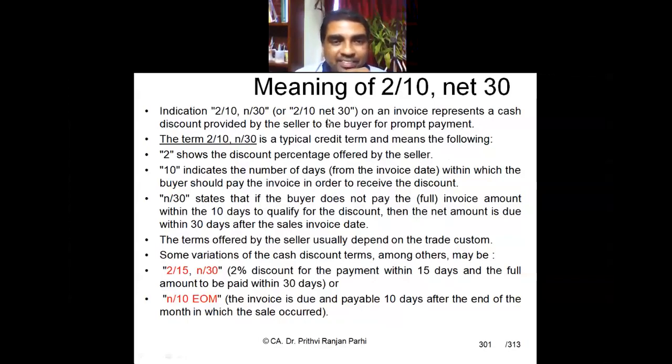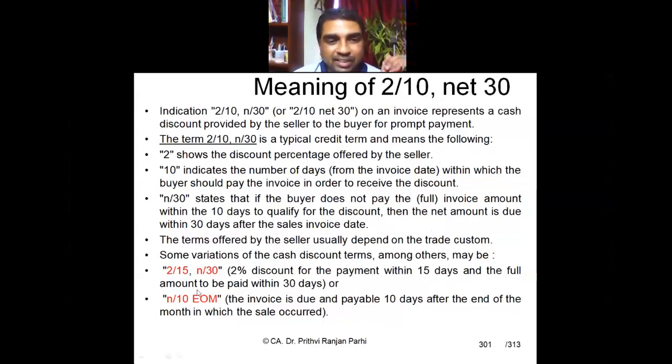2 by 10 net 30 means if you pay the bill in 10 days, then you will get 2% discount. Otherwise, you have to pay it within 30 days. So the normal credit period is 30 days, but if you pay in 10 days, then you get 2% discount. That is what 2 by 10 net 30 is. Suppose I say 2 by 15 net 60. Can you tell me what is the meaning of this? If we pay within 15 days, then we will get 2% discount, and maximum you can pay within 60 days. So that is what you need to understand.